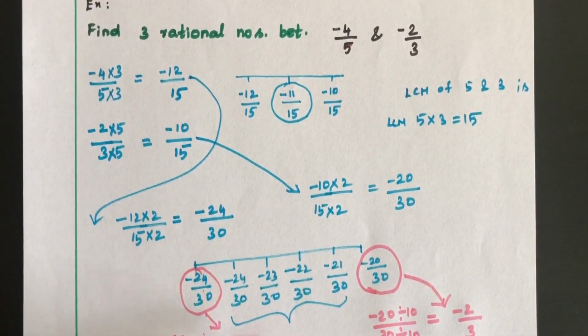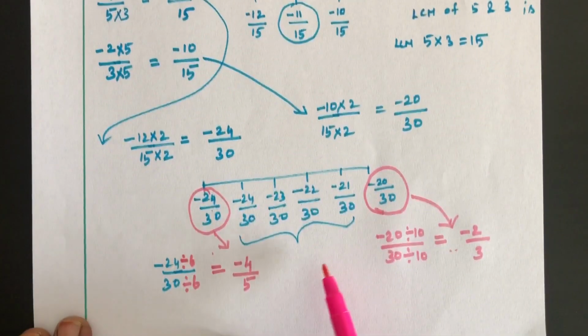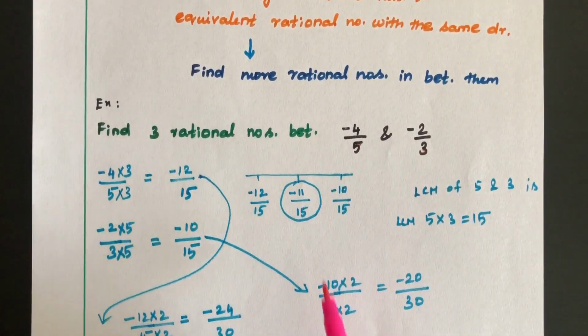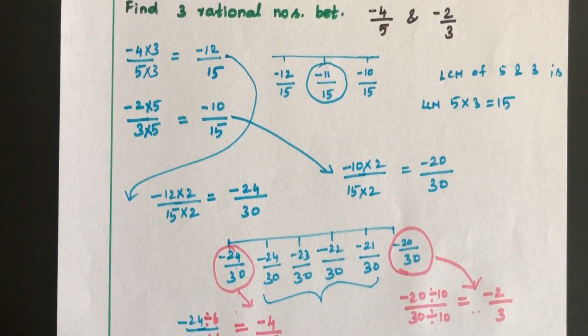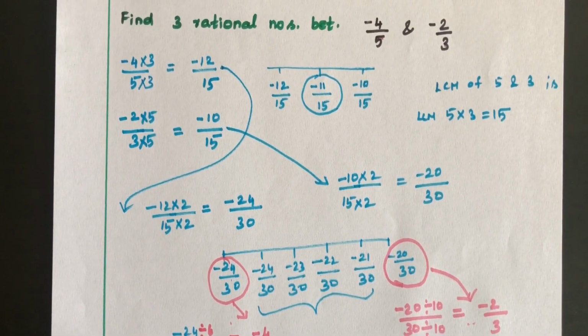So between these two rational numbers, we have found 4 more rational numbers. Here already 1, so 5 rational numbers. The question is to find only 3 rational numbers between these two, but we have found 5 rational numbers. So enormous rational numbers. We can find an infinite number of rational numbers between any two rational numbers.